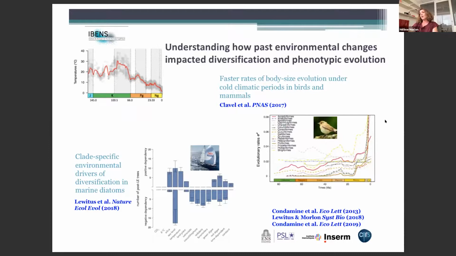We can also develop models where we can link past speciation and extinction rates to past variations of the environment, for example past temperature, for which we can get estimates. What we have found using these models on empirical data, for example on body size evolution, are faster rates of body size evolution under cold climatic periods across birds and mammals. And we have found in diatoms pretty contrasting effects of different environments on different diatom groups, where the main environmental driver of diversification varies across groups, and potentially also the direction of this effect.